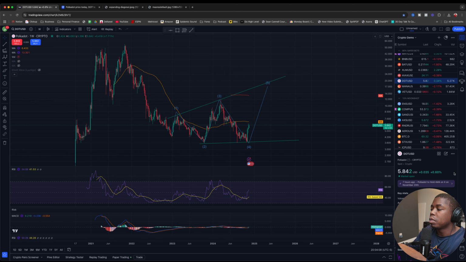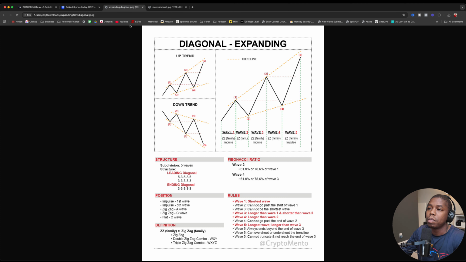So as you can see, I've got some drawings here already on the screen, and one of them is an expanding diagonal pattern. Now let me show you what a textbook expanding diagonal pattern looks like. I've got this diagram here where it shows this 5-wave structure to the upside, obviously when it's in an uptrend. So we've got wave 1, 2, 3, 4, and 5 to the upside. And waves 1, 3, and 5 are impulse waves. And we have waves 2 and 4 that are pullbacks.